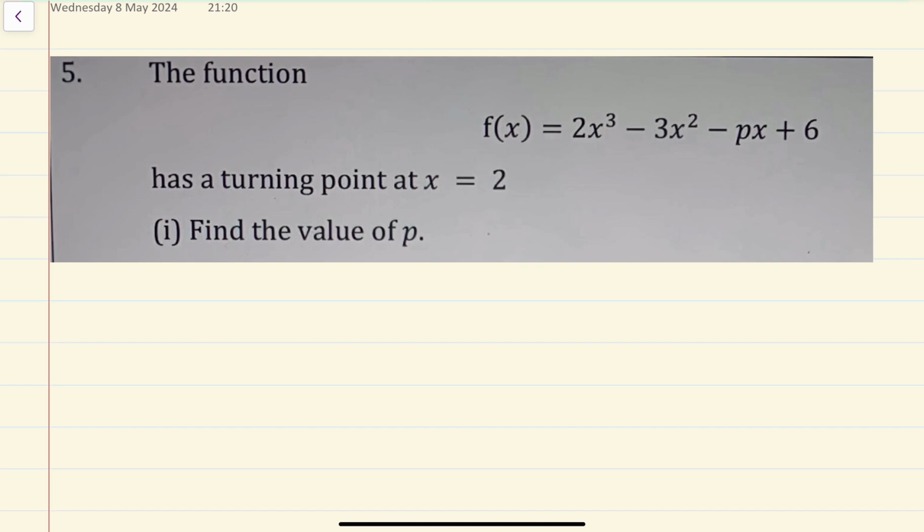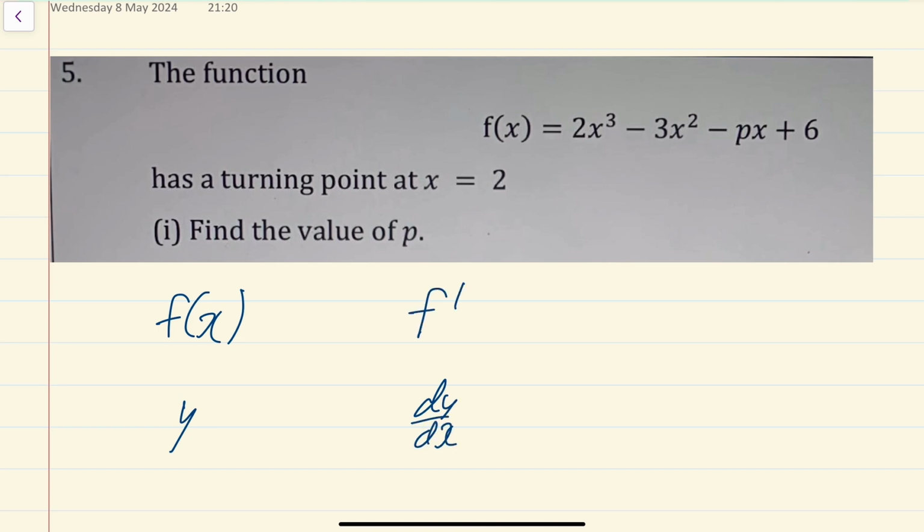Now there's a few words which are sort of buzzwords. So if you see the word gradient, tangent, normal, maximum, minimum, turning point, any of these things, you really want to be thinking of dy by dx. So we don't have this in terms of y at the minute. We've got f of x, which is equivalent to y. So if you differentiate y with respect to x, you get dy by dx.